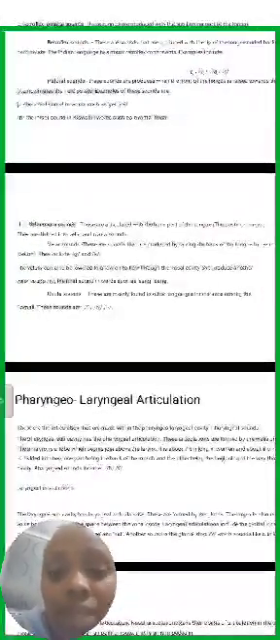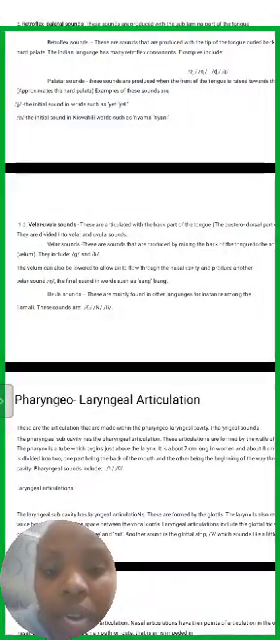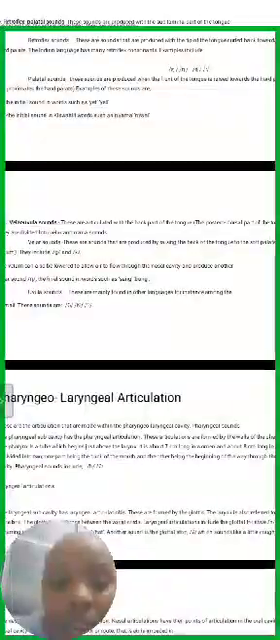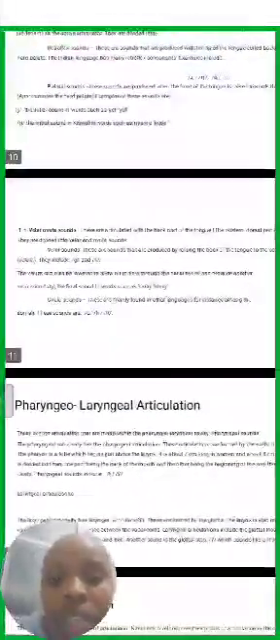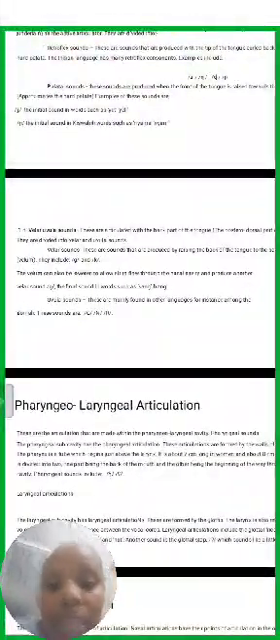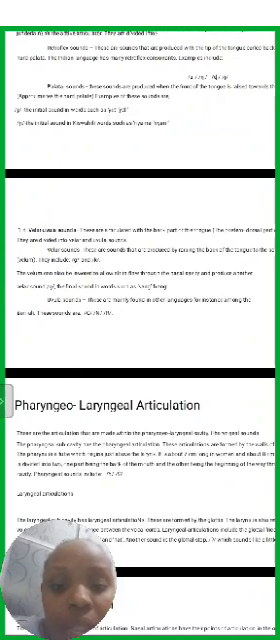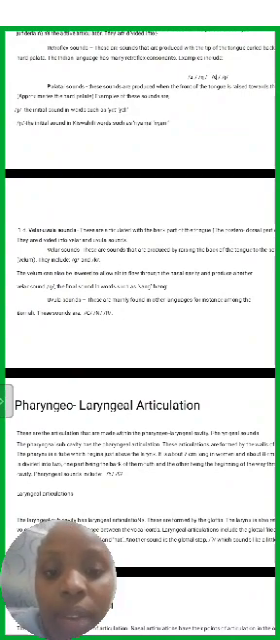So the velar sounds are produced by raising the back of the tongue to the soft palate. That is the velum. The velum can also be lowered to allow airflow through the nasal cavity and produce another velar sound, like sang or bang.